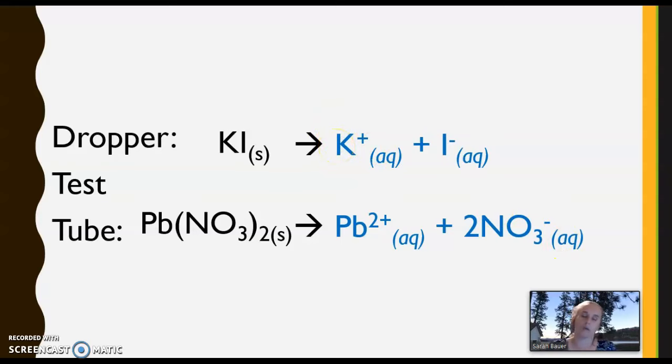But here's the question: what's going to happen next? Are they going to stay together to create a solid, or are they going to come back apart? Well, you don't even need a solubility rules chart to check.